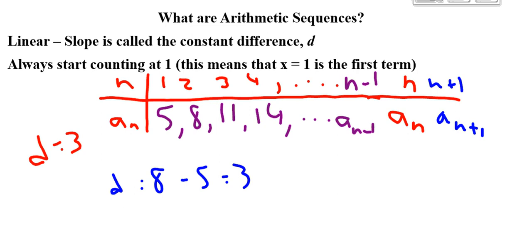This is going to come in very handy when we start talking about the recursive formula. So with recursive formula, the key part of this word, I should say, is recur. In an arithmetic sequence, what is recurring? Well, the constant difference. So if we're looking at a constant difference of, say, 3, then we know that that is an arithmetic sequence that is going up by 3.